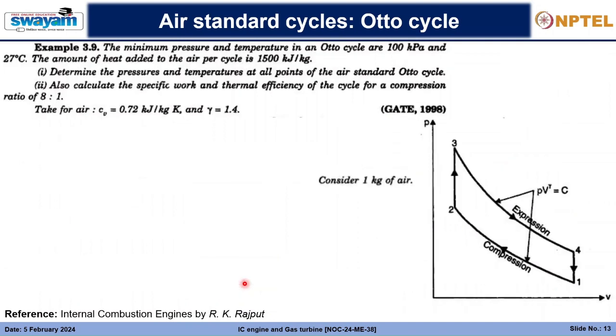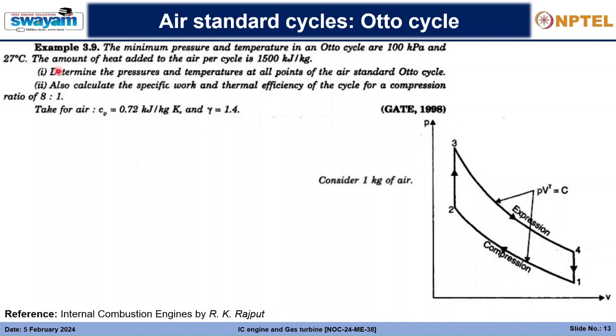Then let us go to the next, which was a GATE problem from 1998. What is given here is that the minimum pressure and temperature in an Otto cycle are 100 kilopascal and 27 degrees Celsius. So the pressure and temperature at point 1 are given. Then the amount of heat added to the air per cycle is 1500 kilojoule per kg. So the amount of heat added, 2 to 3.